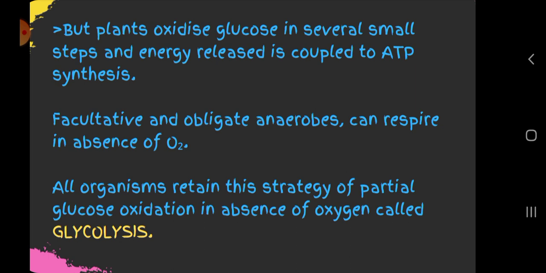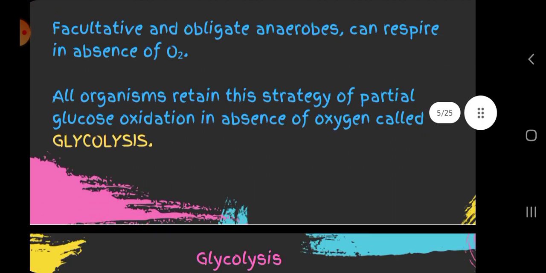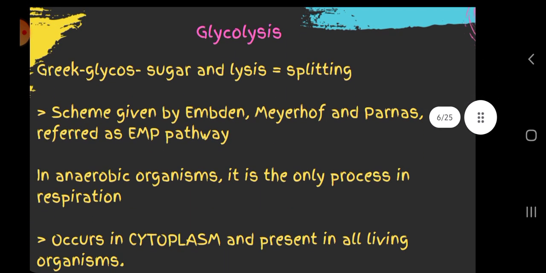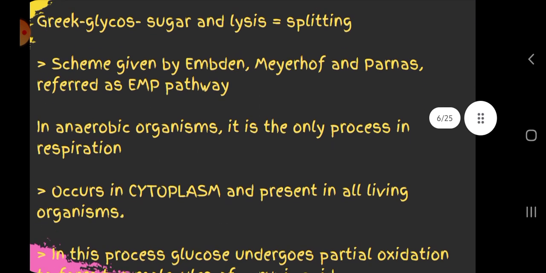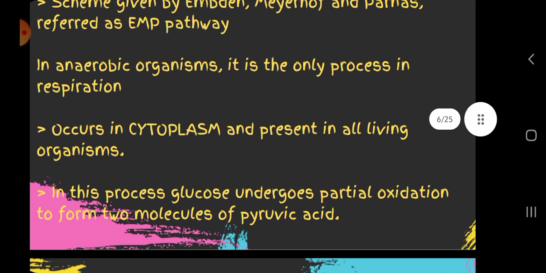Facultative and obligate anaerobes can respire in absence of oxygen. All organisms retain this strategy of partial glucose oxidation in absence of oxygen, called glycolysis. Glycolysis is the scheme given by Embden, Meyerhof and Parnas, referred to as the EMP pathway. In anaerobic organisms, it is the only process in respiration, occurs in cytoplasm, and is present in all living organisms.